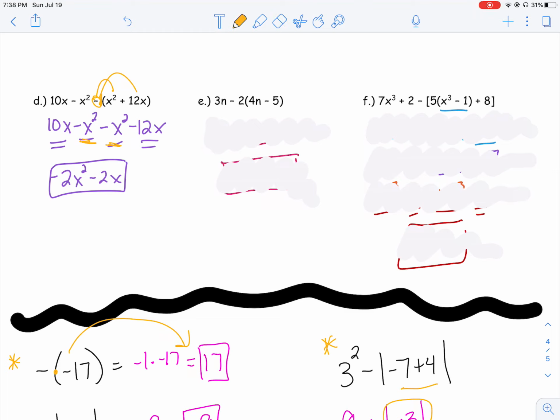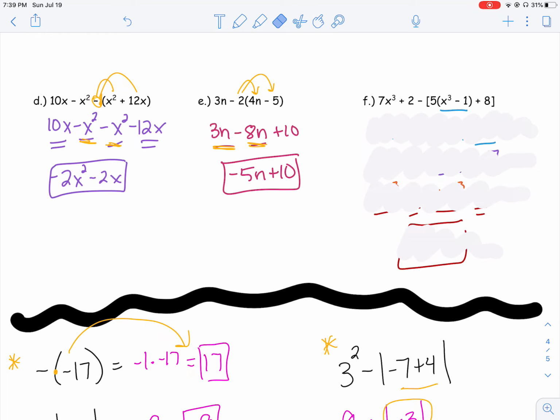All right, E. I can take this negative 2 and distribute it through. So I have a 3n, I have a negative 2 times 4n, which is a negative 8n, and I have a negative 2 times a negative 5, and remember, two negatives when I multiply make me a positive 10. I can combine like terms. I have a 3n and a negative 8n. That really gives me a negative 5n, and then I have a positive 10. Since they're not like terms, that would be my final answer.